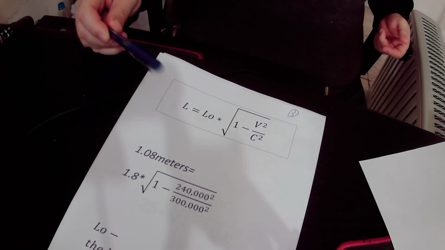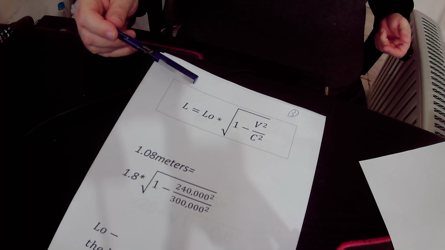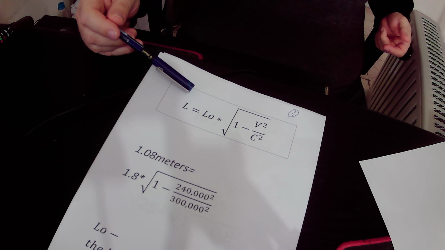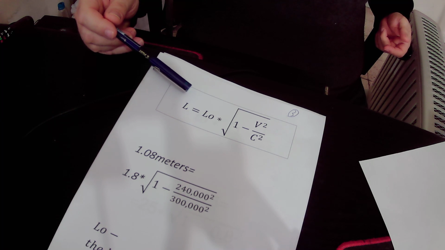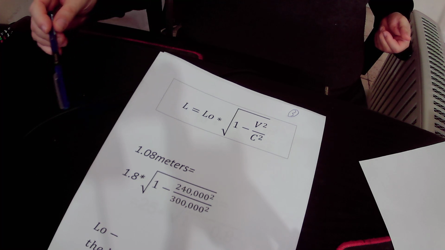So, as I already said, it is the same equation for the contraction of distance and the length contraction of the body or the object. We use the same equation in order to calculate the length after the contraction. Okay?